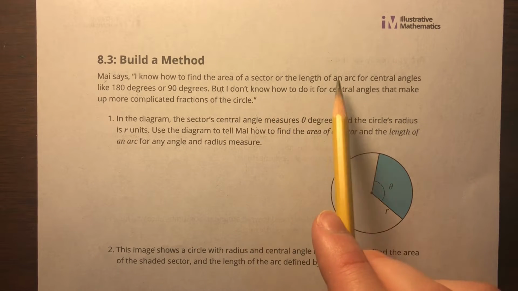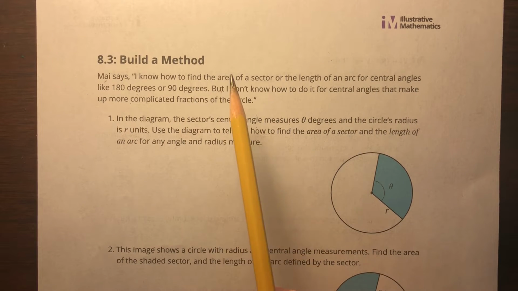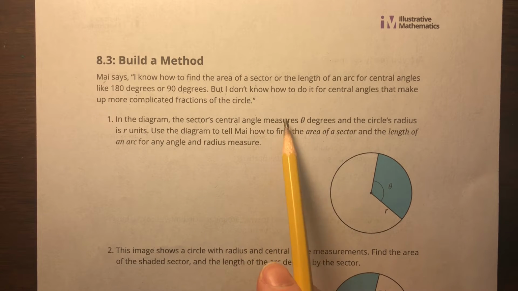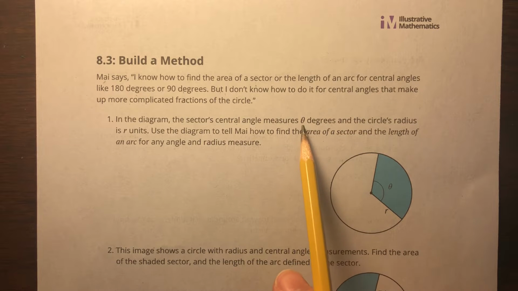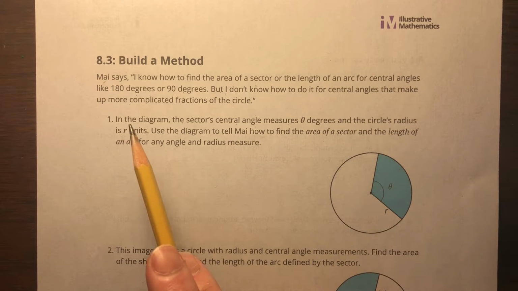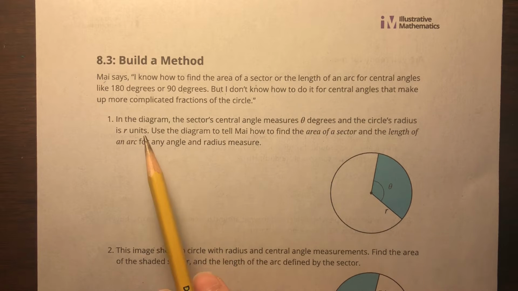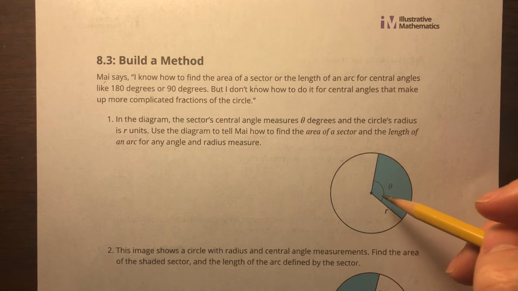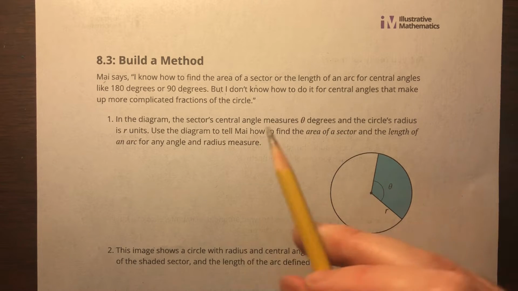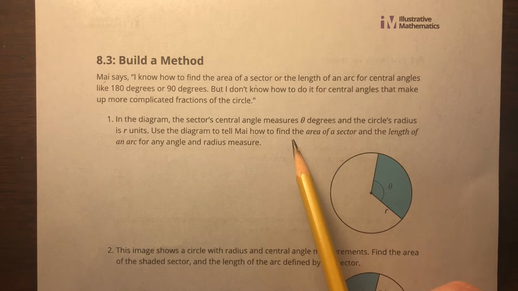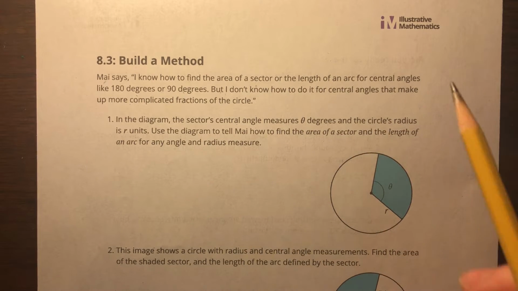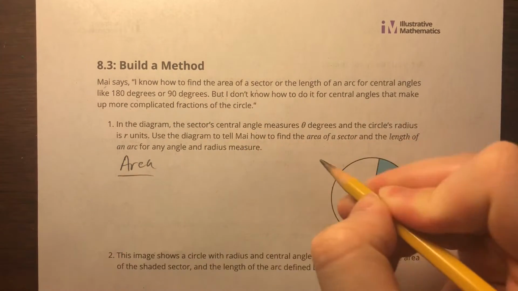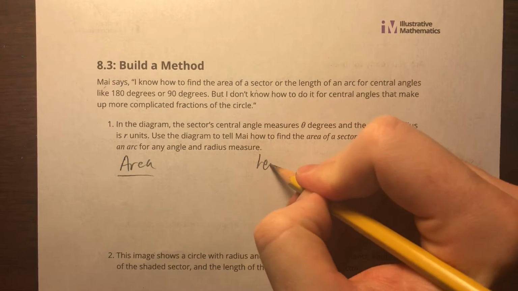But I don't know how to do it for a central angle that makes up more complicated fractions of the circle. In this diagram, the sector's central angle measures theta degrees, so it's unknown, and the circle's radius is r units, also unknown. So this could work for any sector, any central angle and any radius. Use the diagram to tell Maya how to find the area of a sector and the length of an arc for any angle and radius measure. So let's have one for area and one for length.